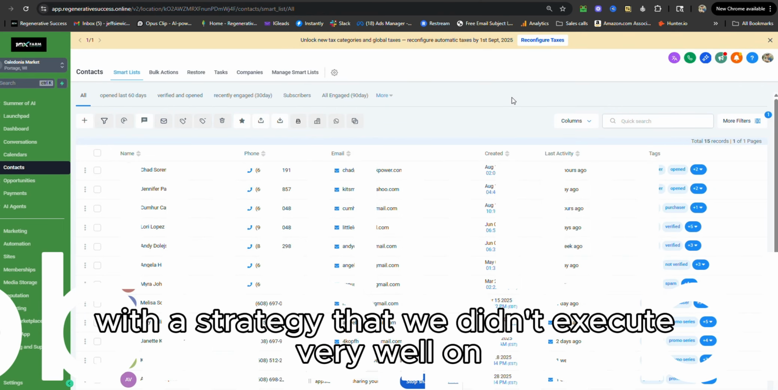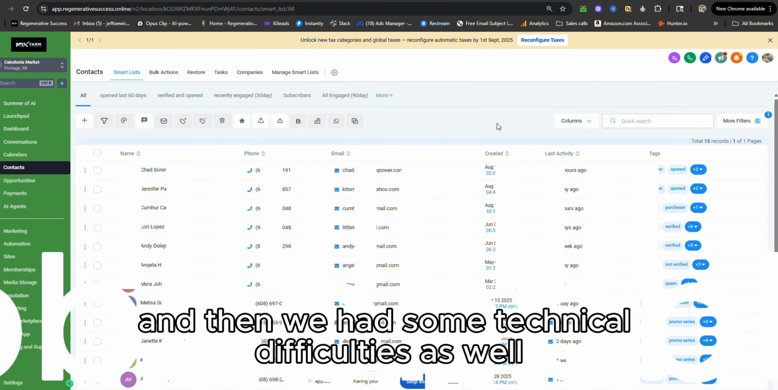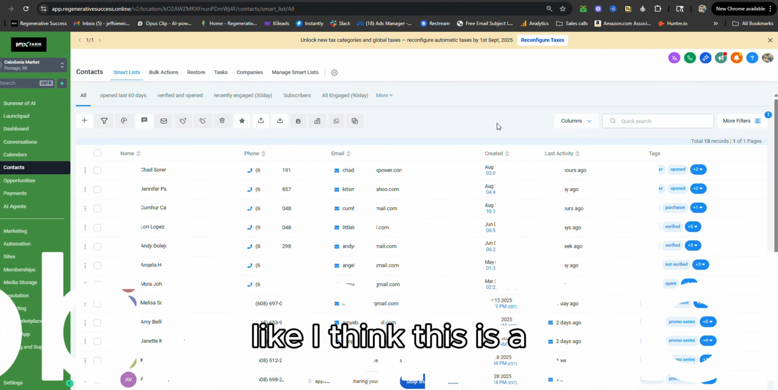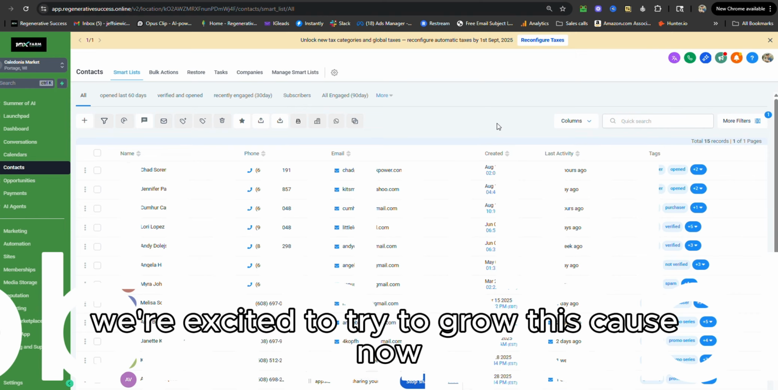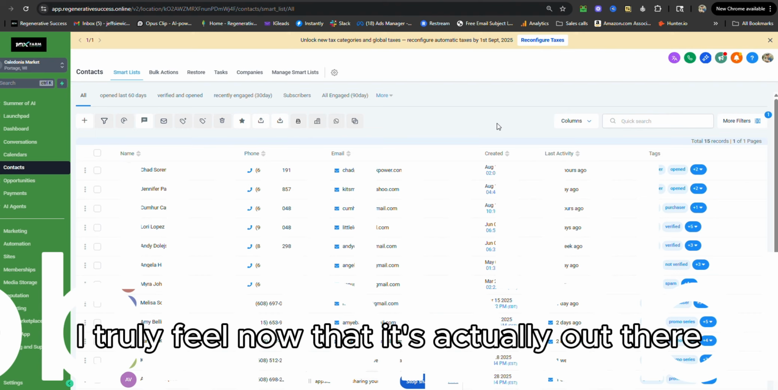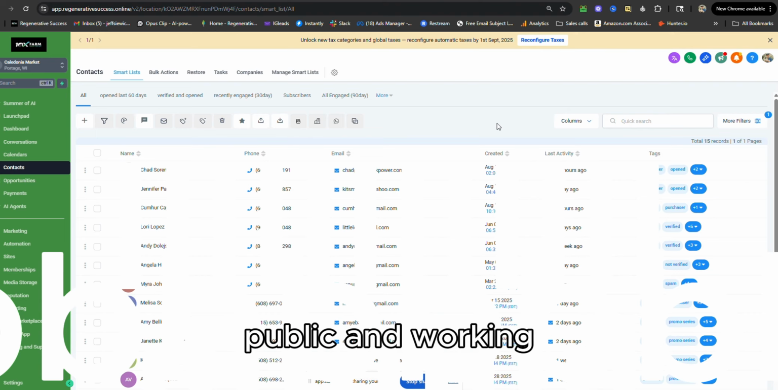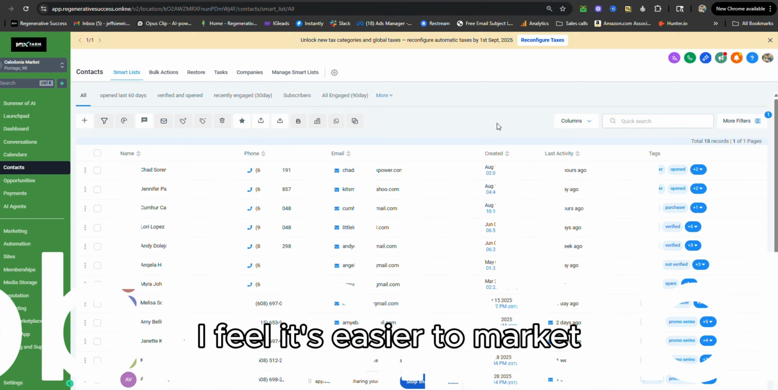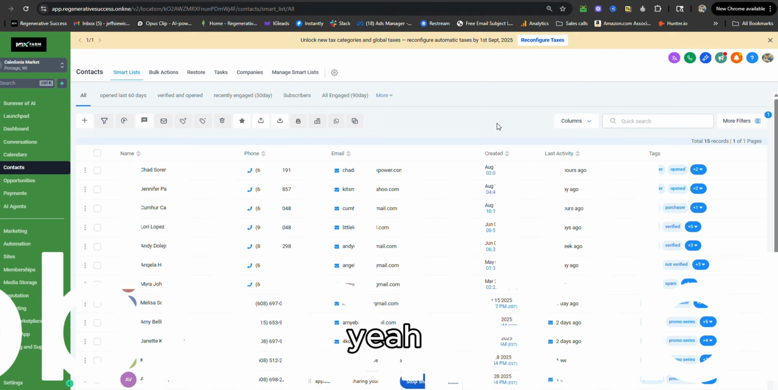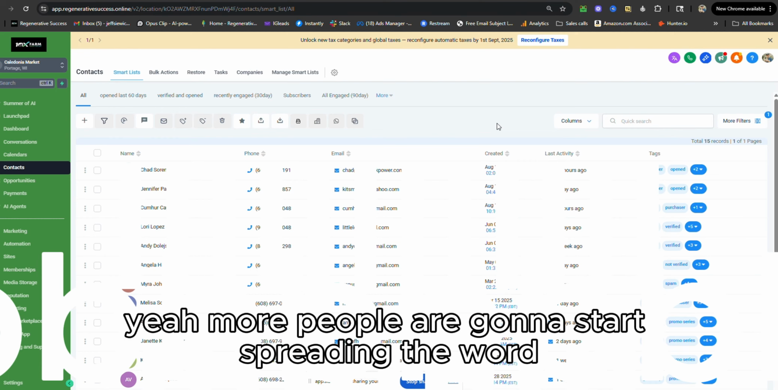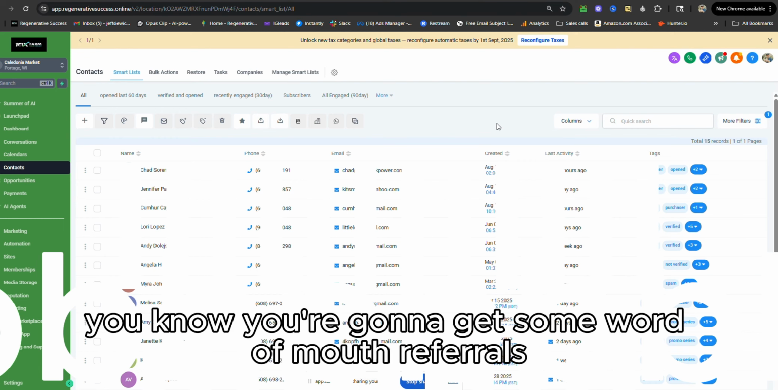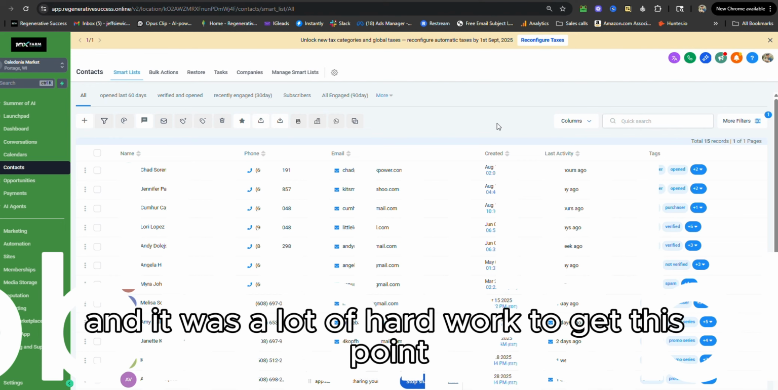And again, with a strategy that we didn't execute very well on our end, and then we had some technical difficulties as well. I think we're excited to try to grow this, because now that it's actually out there, public and working, I truly feel it's easier to market. Yeah, and you did a lot of hard work. It's more proven now. More people are going to start spreading the word. You're going to get some word of mouth referrals. And it was a lot of hard work to get to this point.